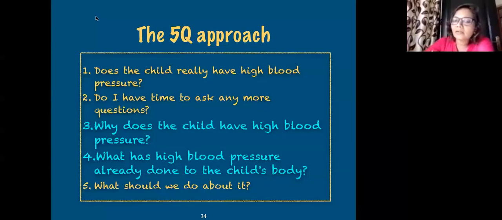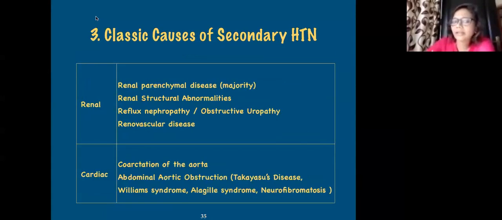So now come the questions related to workup. Why does the child have high blood pressure? And what has high blood pressure already done to the child's body? These two you can evaluate based on a complete clinical assessment as well as some investigations. So this brings us to the causes of secondary hypertension. I have made a point to mention mostly the most important ones, and I definitely will not be going into the details of each of these.